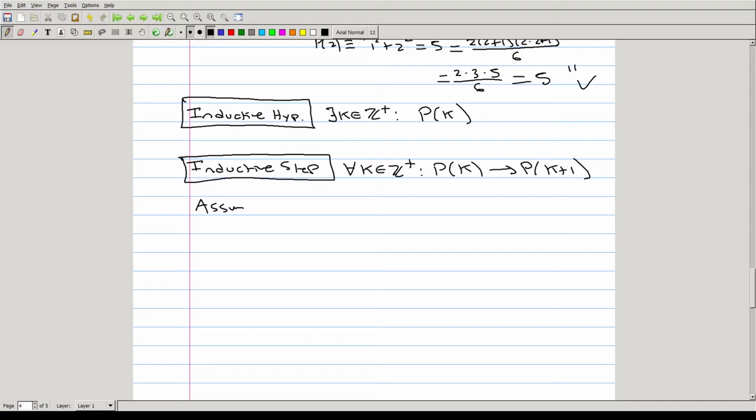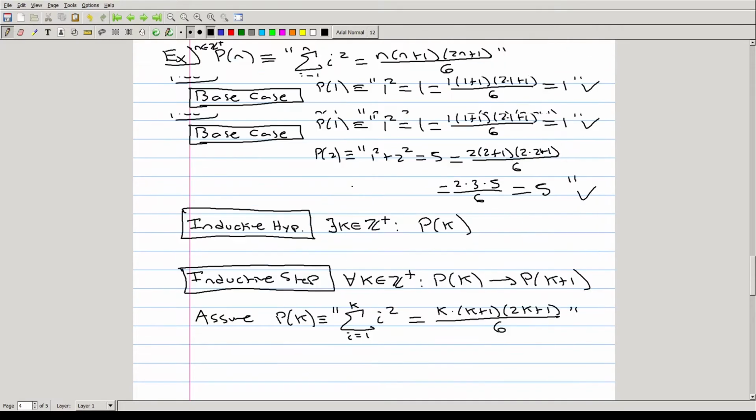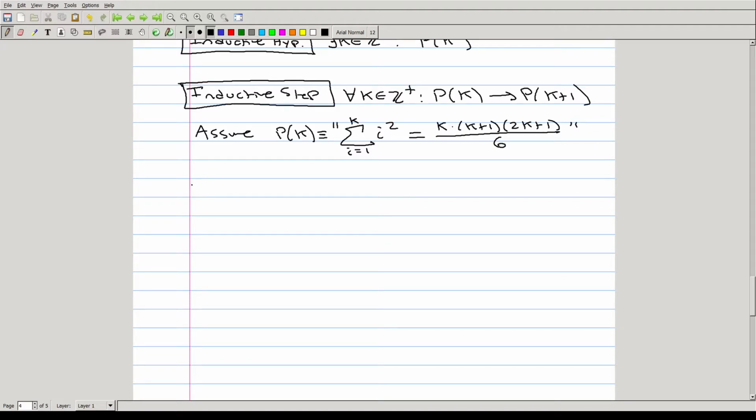So we start by assuming P of k, which is the statement that the summation from i equals 1 to k of i squared is equal to k times k plus 1 times 2k plus 1 over 6. And now we need to show P of k plus 1. So again, what I'm going to do is start on the left hand side of P of k plus 1, which is the summation of i squared from i equals 1 to k plus 1.